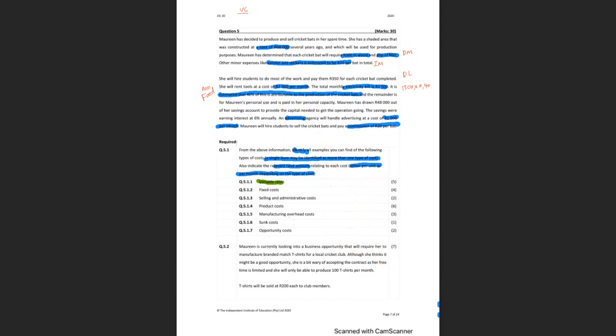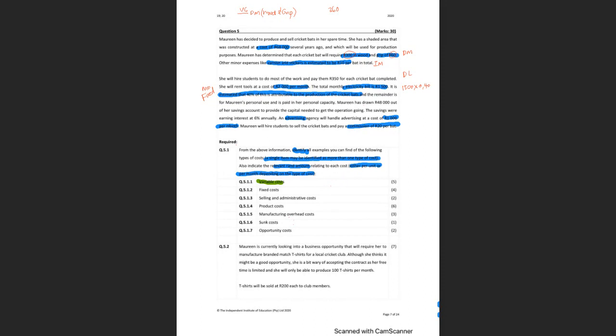Okay, let's try that again. So you'd have your direct material, and in brackets you can say wood and grip, and there's a mark allocated to actually just saying that. So that would be the 300 Rand and the 60 Rand, so that would be 360. So you can do it individually as well, that would be perfectly fine.